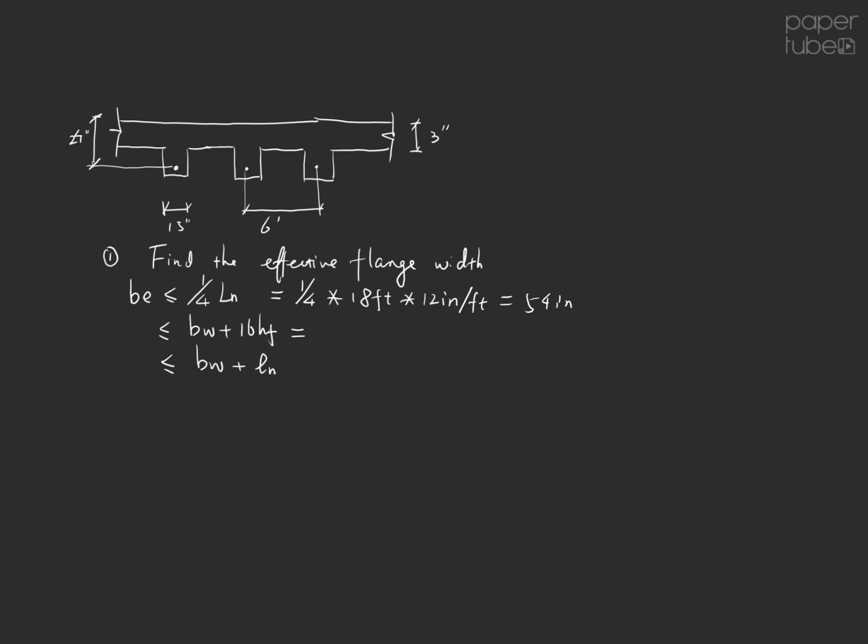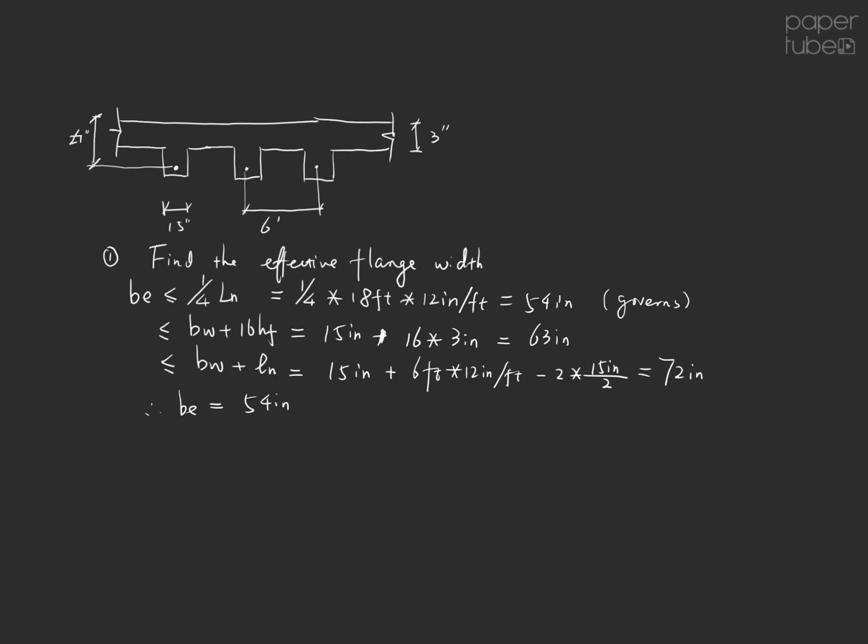The second one is your 15 inch plus 16 times the thickness of the slab, 3 inch. That will give you 63 inch. The third equation is 15 plus 6 feet, that is the center to center. We need to subtract 15 inch divided by 2, half for each side. That will give you 72 inch. If you look at all those three, the first one is governing. Therefore, your BE is equal to 54 inch. Everyone good so far?